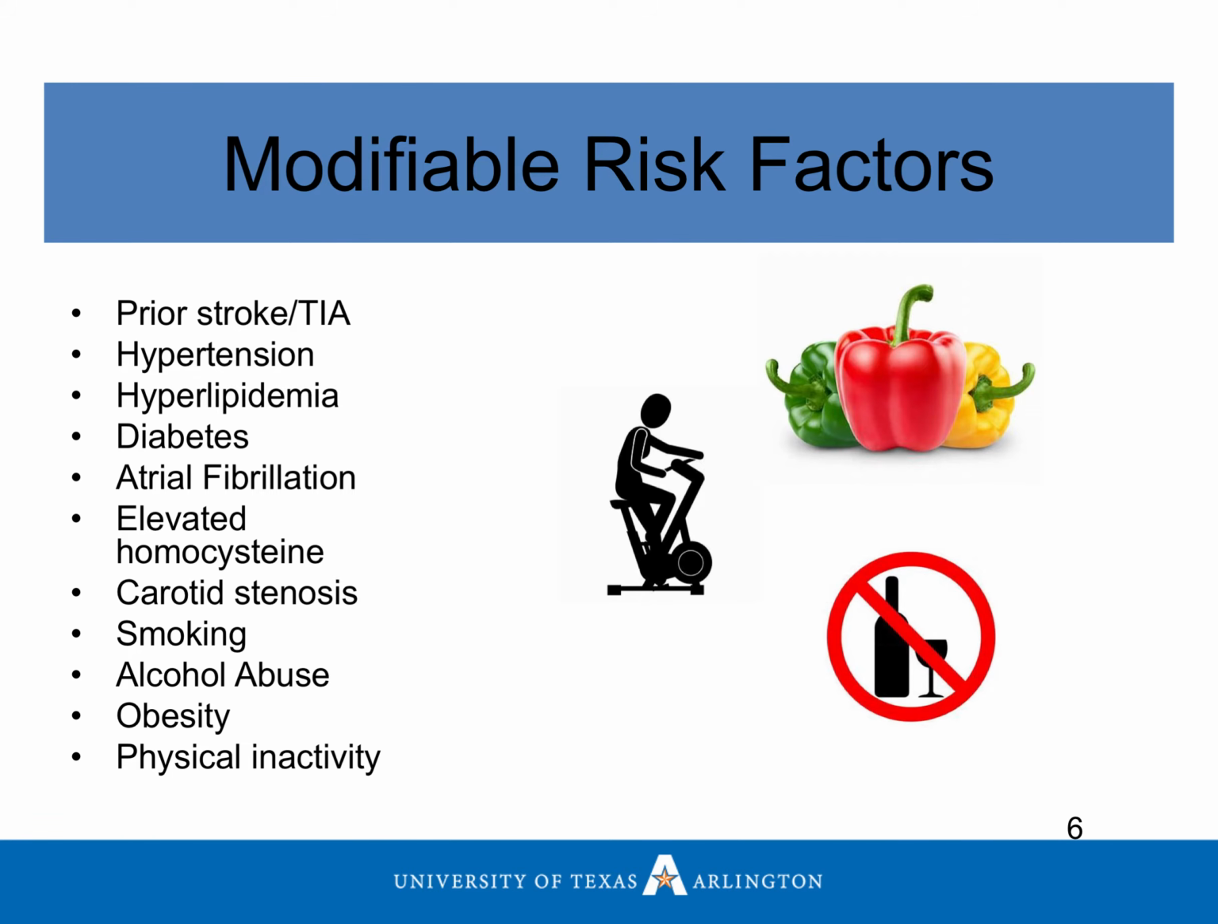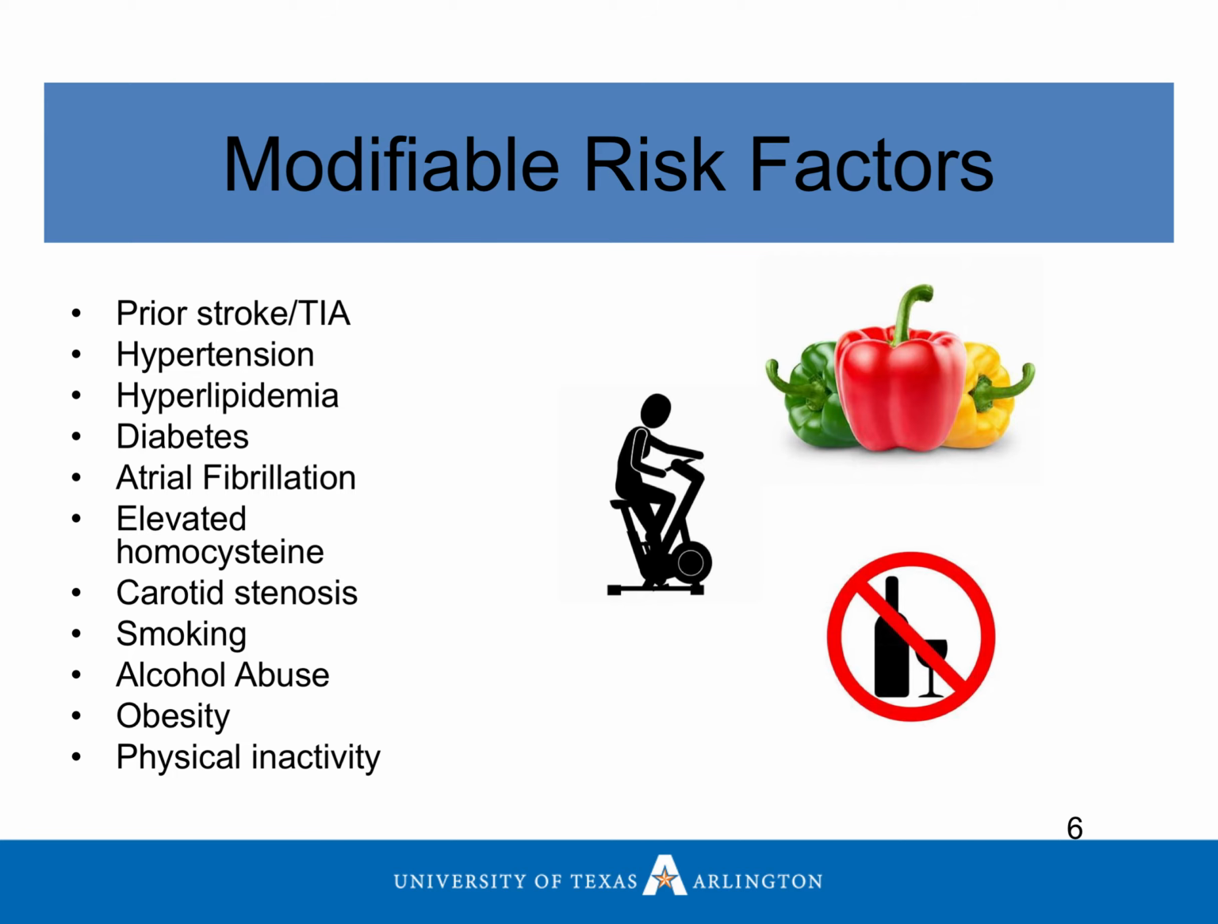These are the modifiable risk factors. Some of these are fairly obvious, and some may not be. Prior stroke or TIA increases the risk of having an ischemic event. Then there is uncontrolled blood pressure, high cholesterol, diabetes, atrial fibrillation, and elevated homocysteine is also on this list.